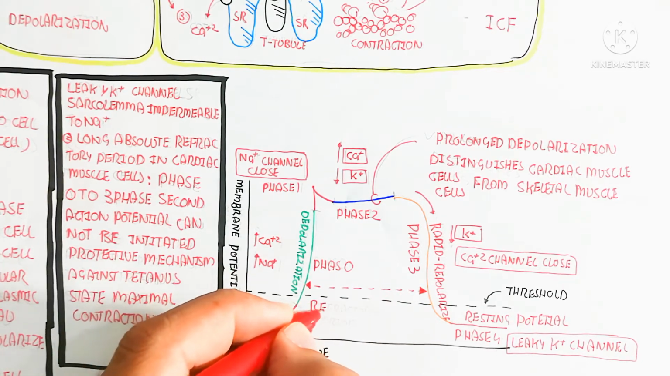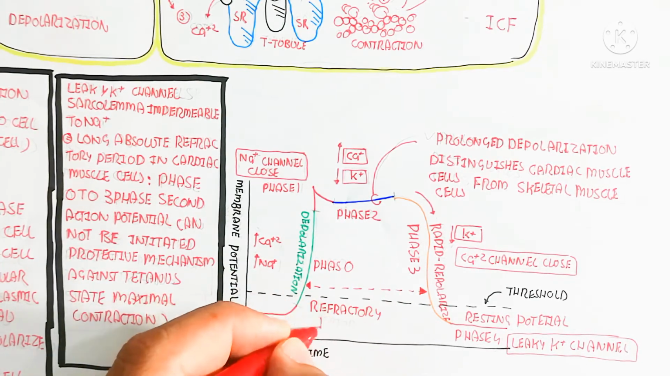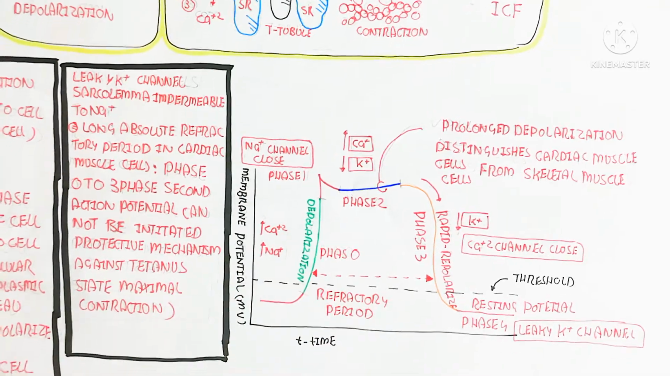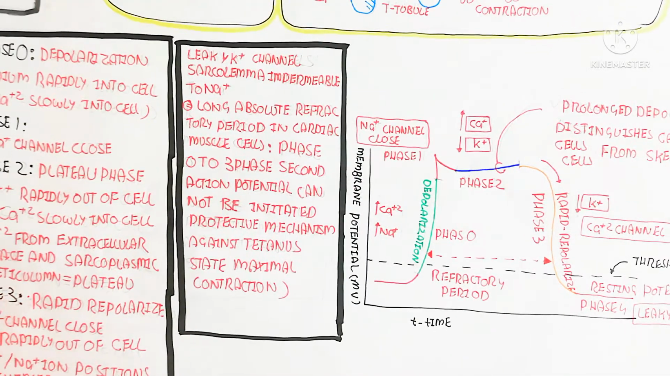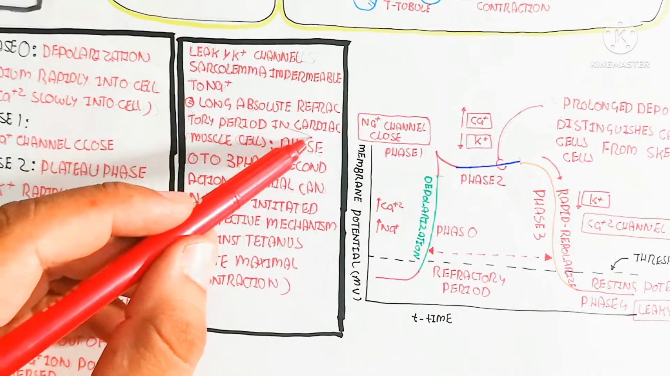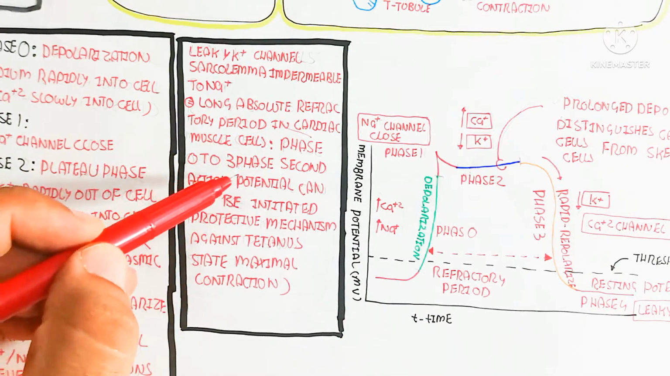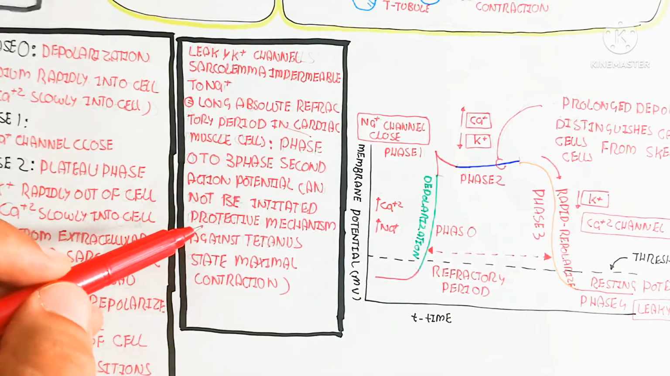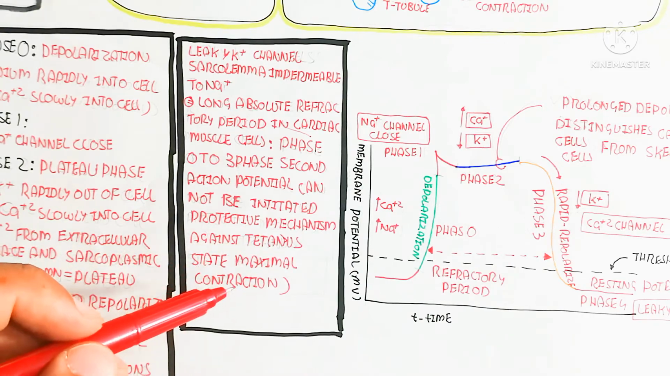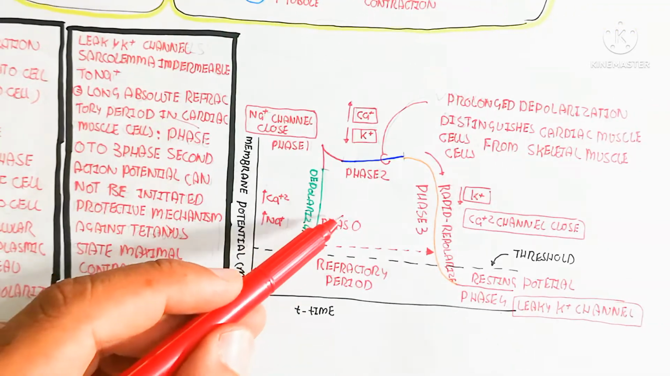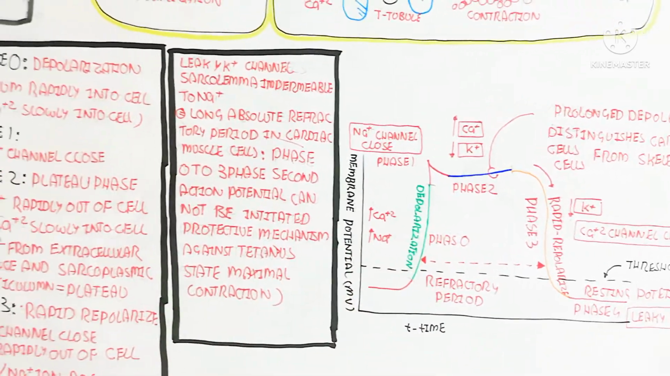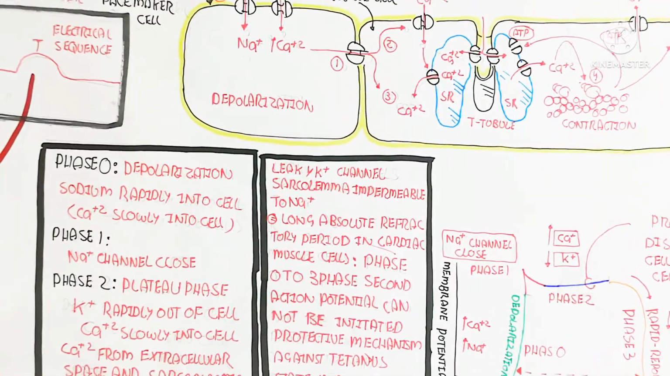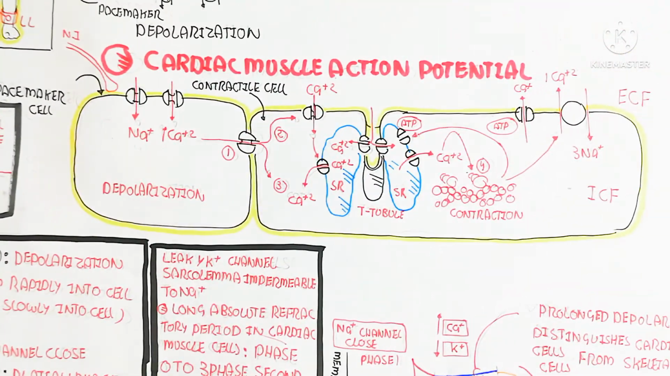So this is the refractory period, in phase 0 to phase 3. In this way, the refractory period can be long, and tetanus is basically phase 0 to 3, where a second action potential cannot be initiated, a protective mechanism against tetanus.